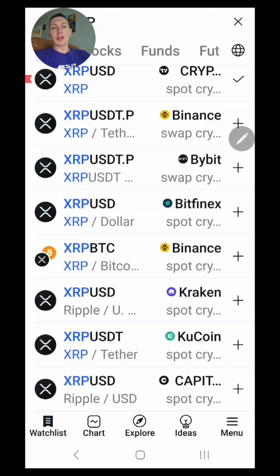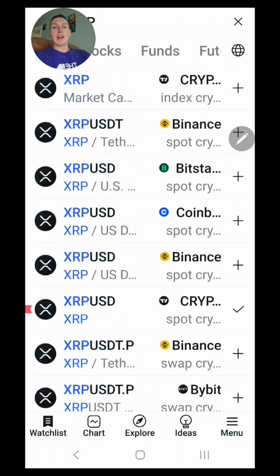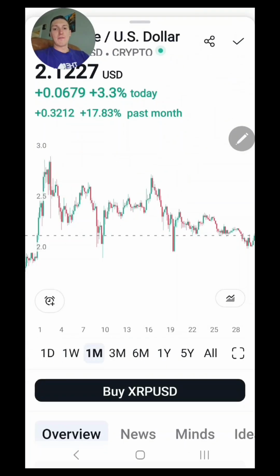Kraken, whichever one. If you're planning to trade on an exchange, it's going to be best to line up your chart with that exact exchange. So if you use Kraken, then you should pick the Kraken chart. If you use Binance, you pick the Binance chart. If your exchange of choice is not on here, just click the TradingView spot crypto like I do right here, and that'll bring you into this.